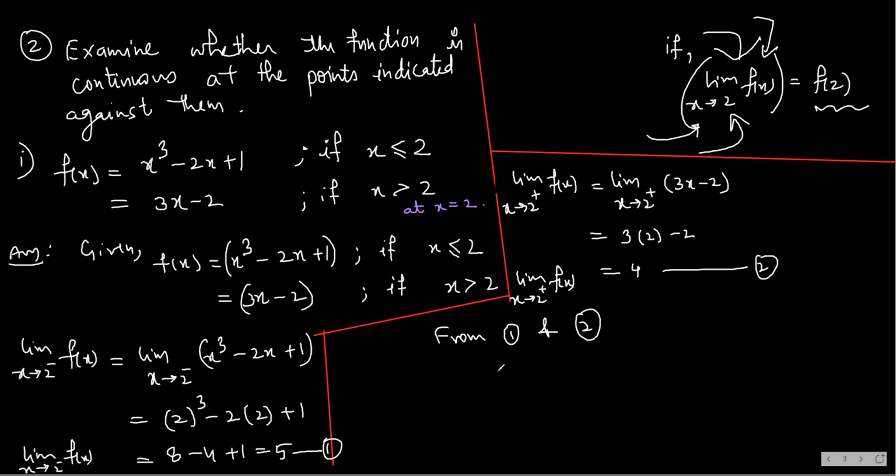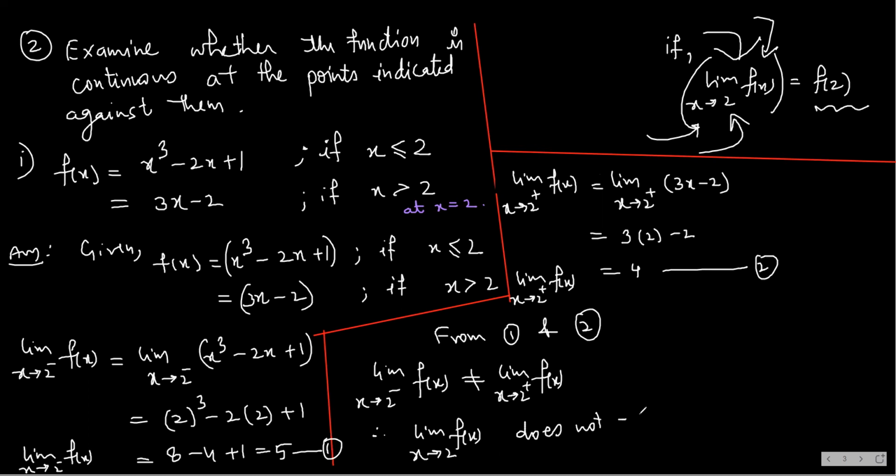Now I write from 1 and 2. What am I noticing, students? I am noticing that left hand limit at 2 is not equal to right hand limit at 2. I will write limit f of x, x tends to 2 negative is not equal to limit f of x, x tends to 2 positive. Therefore, limit f of x, x tends to 2 does not exist. And remember, student, if the limit does not exist, there is no question of continuity. Why? Because then there would be a jump. I explained this to you in the last lecture. There would be no question of continuity.